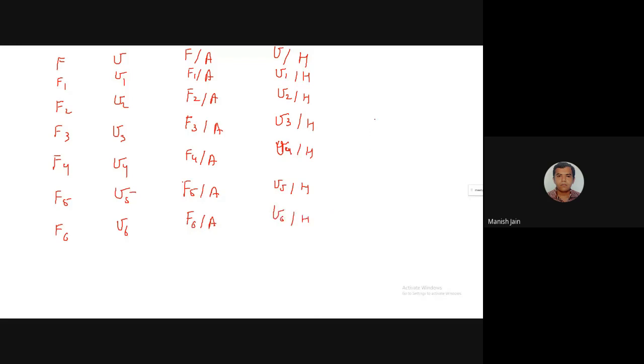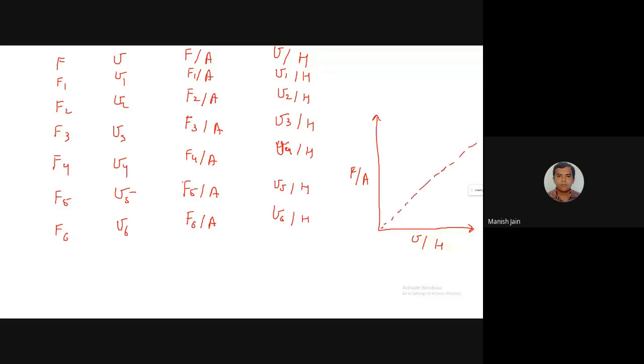Now if you plot both quantities, this is the experimental method, you are doing the experiment. If you plot both quantities, v by h and F by A, you will get a straight line.